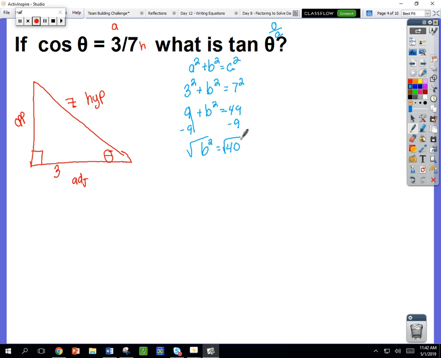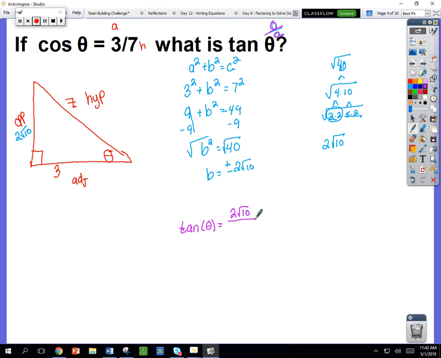Plus or minus the square root, so I get B equals, technically plus or minus, whatever I get when I break down 40, which breaks down to 4 and 10, 2 and 2, and 5 and 2. 2 leaves. 5 and 2 are still inside, which multiply back to give me 10. So this is 2 square root of 10. So that means this side opposite is 2 square root of 10. So if I'm doing my tangent, which again is opposite over adjacent, then tangent of this angle would be 2 square root of 10 over 3.